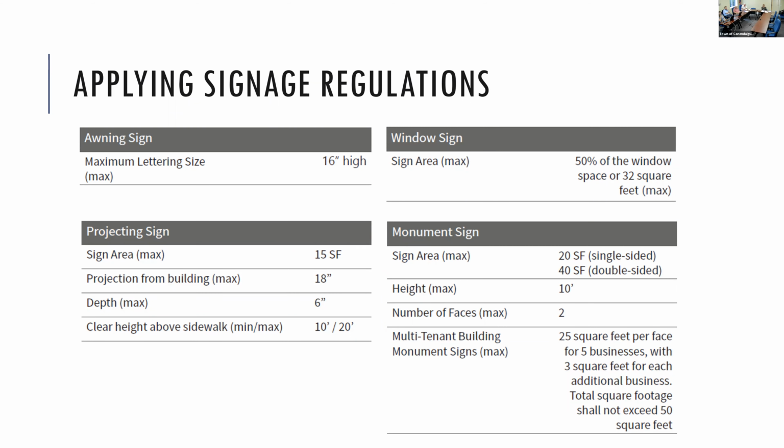And then again, here's just an example of the signage regulations specific to the sub areas. So this type of table is found in both sub areas, but for each of those sign types that require a permit, so would require approval in order to move forward, there are very specific regulations regarding maximum size and other elements depending on the sign type.